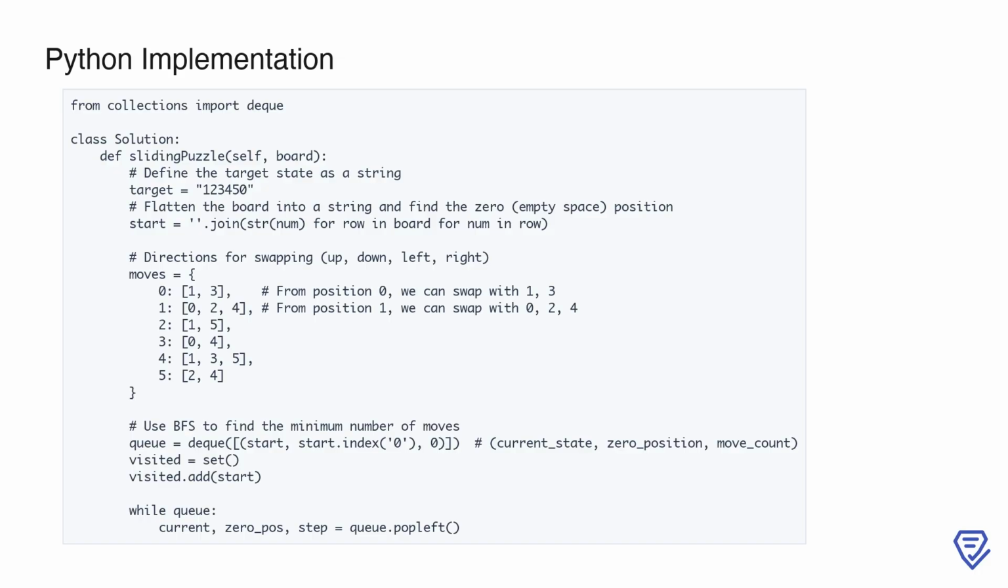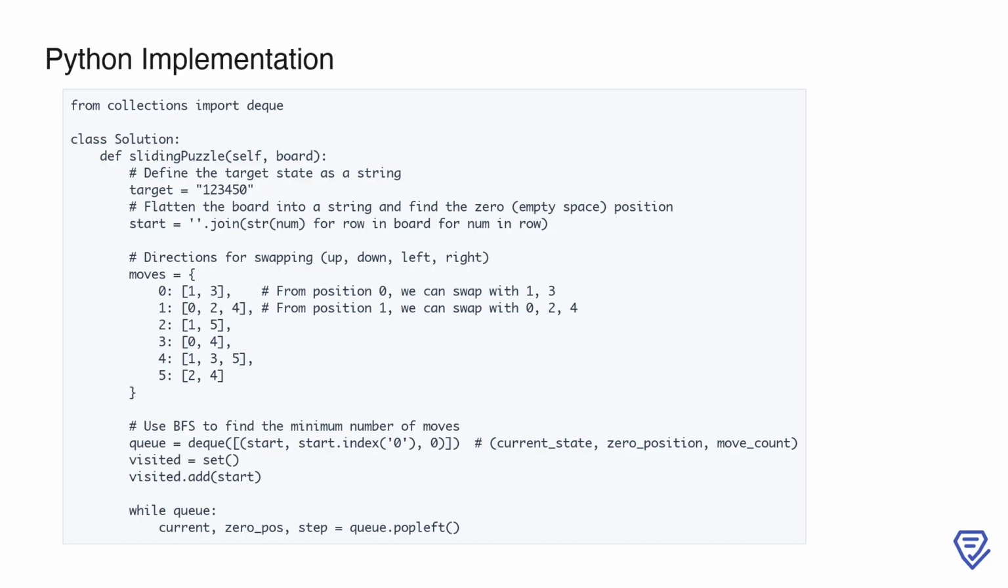Now, we use a queue to perform the breadth-first search. The queue stores tuples containing the current board state, the position of the empty space, and the number of moves taken so far. We also maintain a visited set to keep track of states we've already processed. Initially, we add the starting state to both the queue and the visited set. Then, we enter a loop to process each state in the queue.